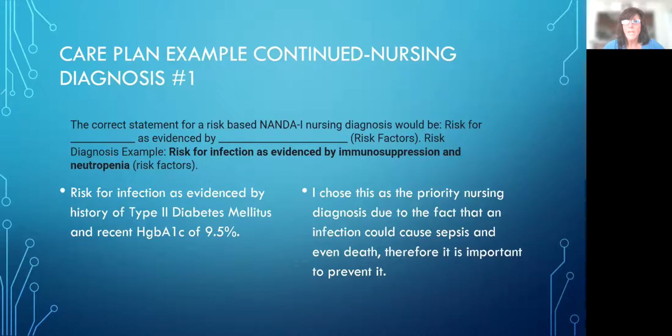Okay. If it's a risk-based diagnosis, it's got to say risk for whatever, as evidenced by whatever the risk factors are. So for example, I give you here risk for infection as evidenced by immunosuppression and neutropenia. But for this little lady, we've got risk for infection as evidenced by history of type 2 diabetes mellitus and a recent hemoglobin A1c of 9.5%.